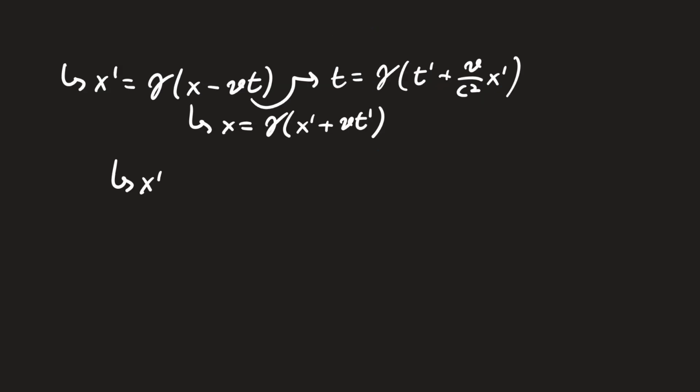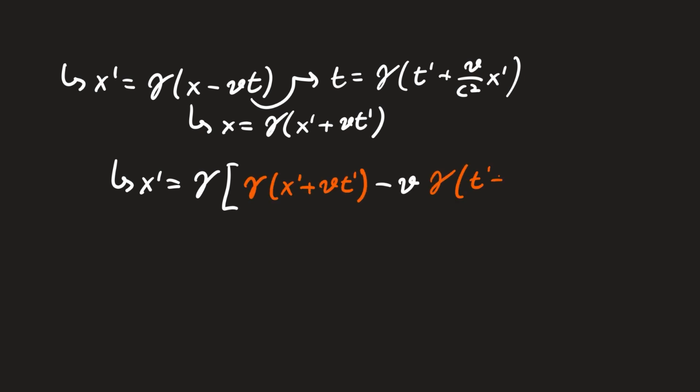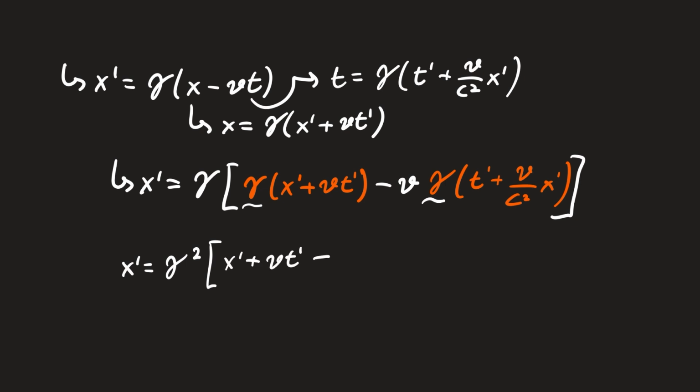So let's factor the gammas out first and open up a parenthesis here. And let me just write all the inserted transformations in orange. Okay, so we have a common factor of gamma on both of them. Let's factor that out too. And we get gamma squared (x prime plus vt prime). And then if we go ahead and multiply this v in here, we have minus vt prime minus v squared over c squared x prime.